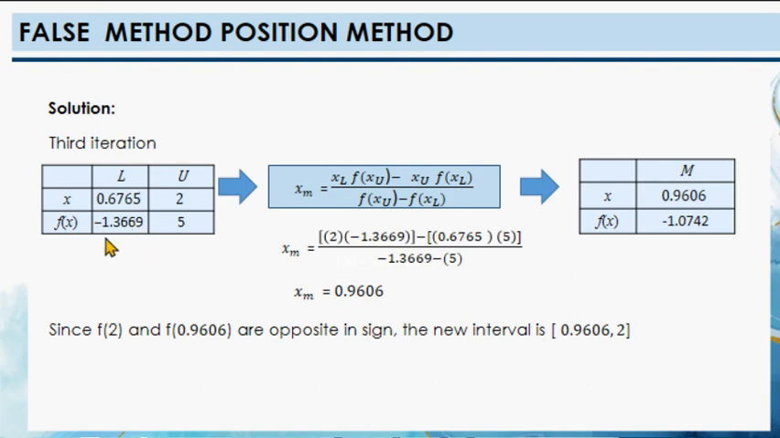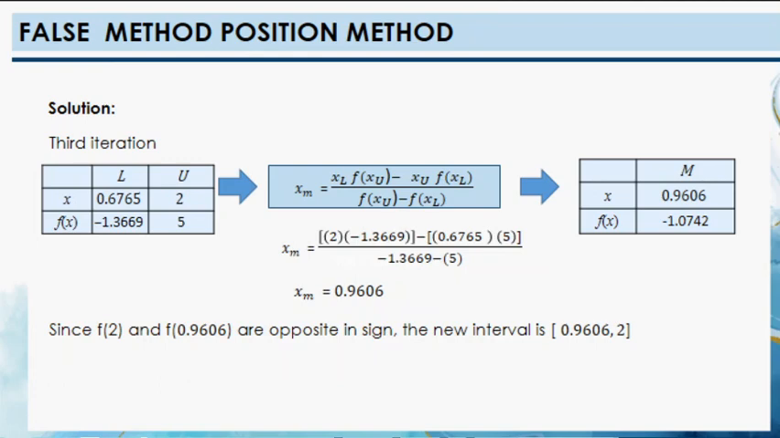So, we have x sub l, that is 0.6765, f of x sub l, which is negative 1.3669, and then yung upper limit natin, so we have x sub u, which is 2, and yung f of x sub u natin, which is 5 pa din. So again, dahil kompleto na tayo ng mga values, plug in lang natin siya dito sa formula natin ng x sub m. So mula dito, makapag-solve tayo class ng ating bagong x sub m, which is 0.9606.